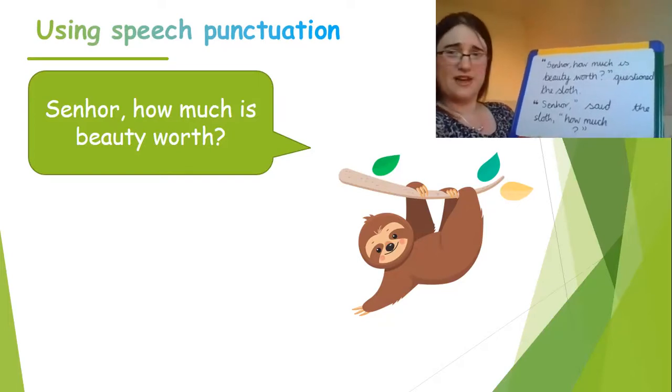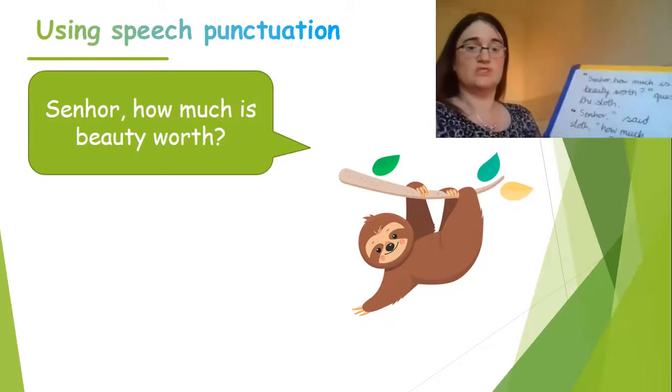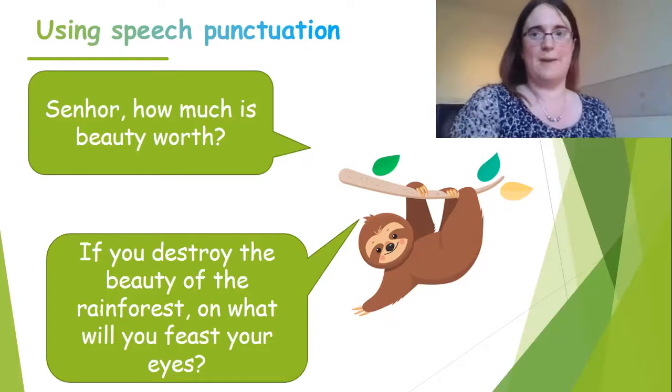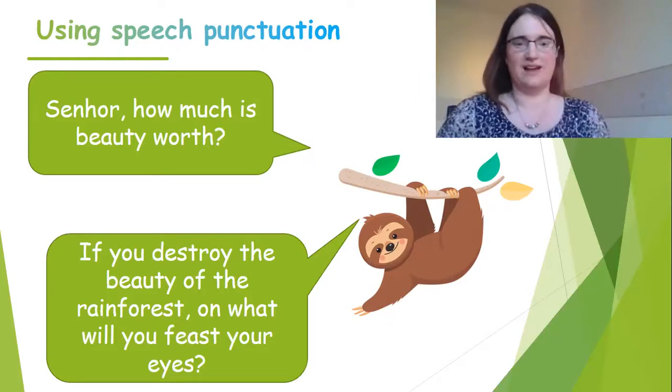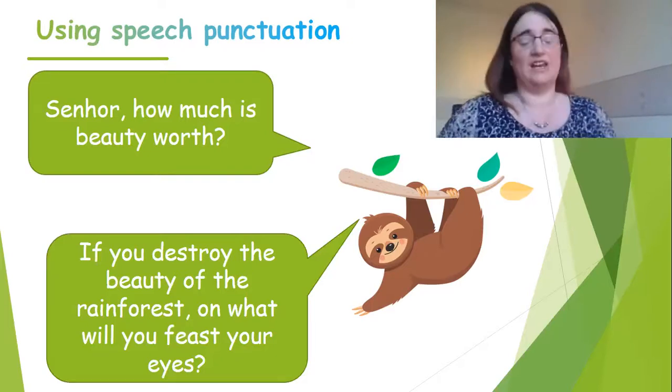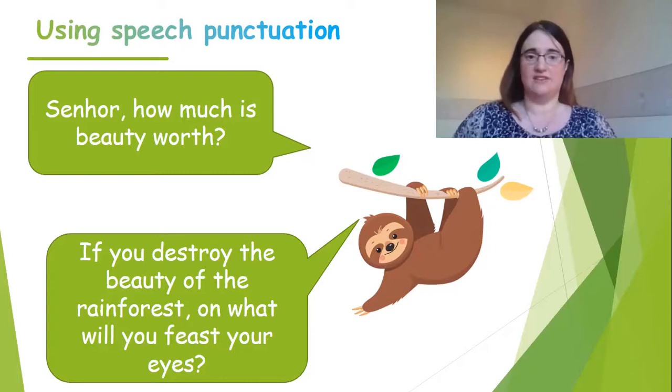Okay, so we've got 5 things to think about today. That's quite a lot, isn't it? So we're going to do it one step at a time. So what I'd like you to have a go at now is that bit of speech. And we're just going to have a practice with that punctuation. So, "If you destroy the beauty of the rainforest, on what will you feast your eyes?" Again, it's the sloth that's asking it, or you could use his name, Splash. Can you now have a go at writing that?